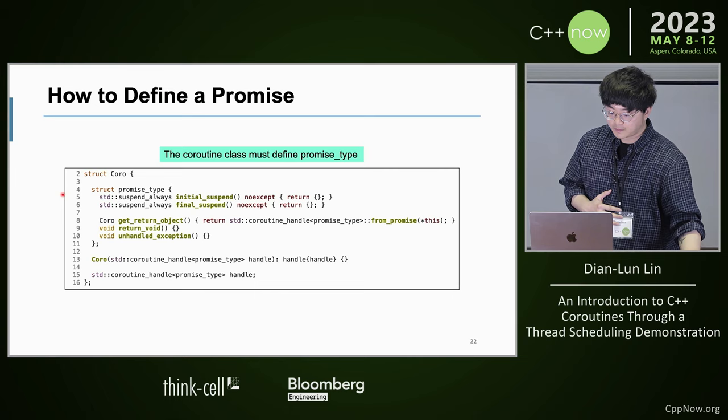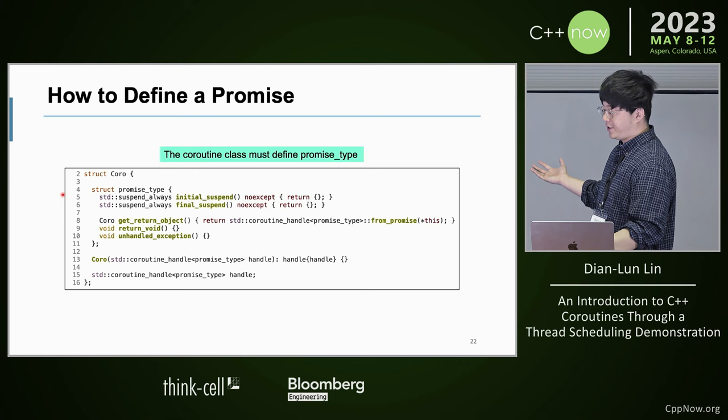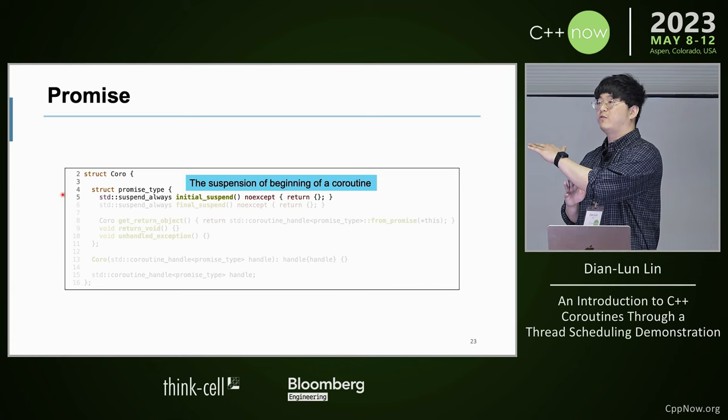So this is the previous example I showed you before. Inside this coroutine class, I have this promise type. And I have several functions here. The initial suspend determines the suspension at the beginning of the coroutine, like whether you want to suspend at the beginning of the coroutine when you call it.